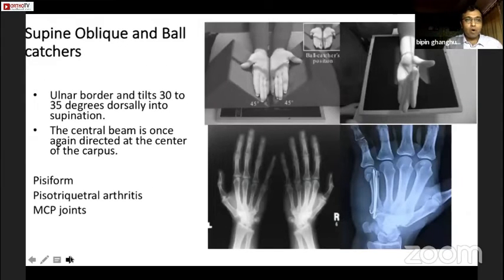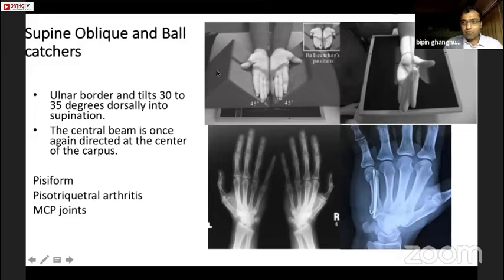Supine oblique and the ball catcher's view. These are two important views which can be interchanged actually. The ball catcher's view is like the position of catching a ball. This is a type of supine oblique view only. You see mainly what is called the pisotriquetral area, and compare it with both sides. So you can see if there is any pisotriquetral arthritis.